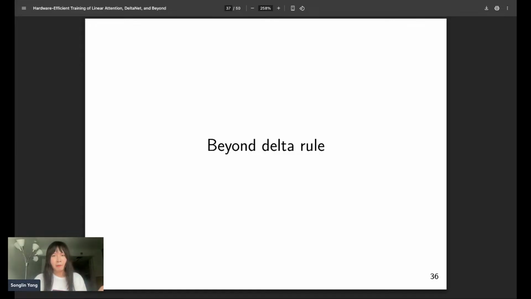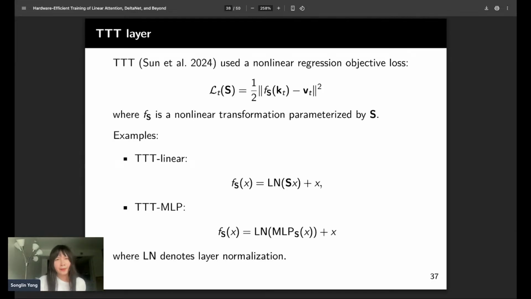Okay, finally, I'll briefly discuss several extensions of the delta rule. So first off, we have the Titans training layer, TTT. In DeltaNet, we have the linear regression objective, which has an assumption that the input data is linearly dependent on each other, which is not often the case. So we want to use a nonlinear regression objective to optimize this function. By using this nonlinear regression objective, the resulting model is definitely more expressive.